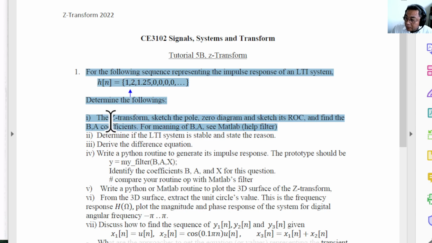We are now asked to find the Z-transform of this impulse response, sketch the pole and zero diagram with the region of convergence, find the B and A coefficients, and then discuss the meaning of B and A.